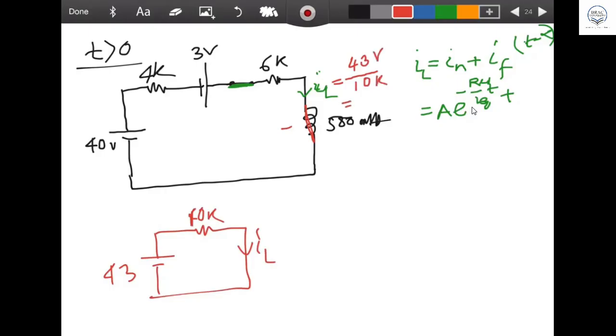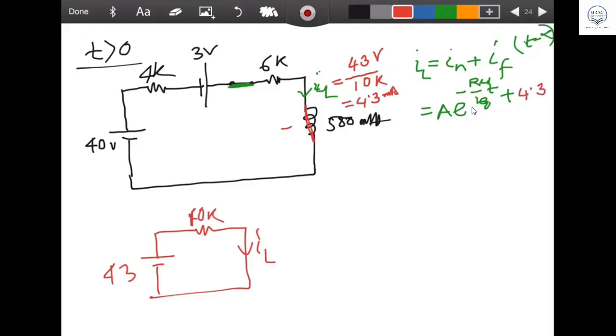What is the value coming here? 4.3 what? 4.3 into 10 to the power minus 3 will be ampere. But if it is 4.3 only, then it is milliampere. You should tell me that; just milliamp. Then you can write all the answers in milliampere. So this is 4.3 milliamp.